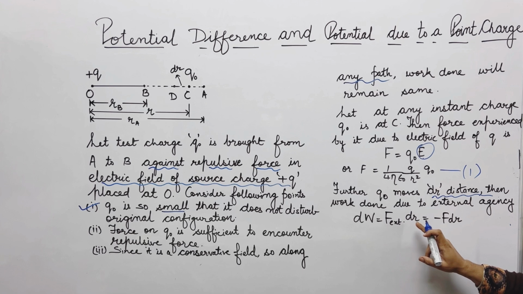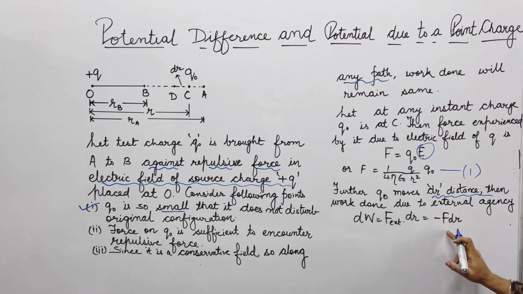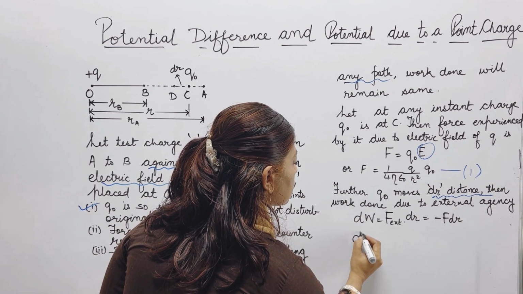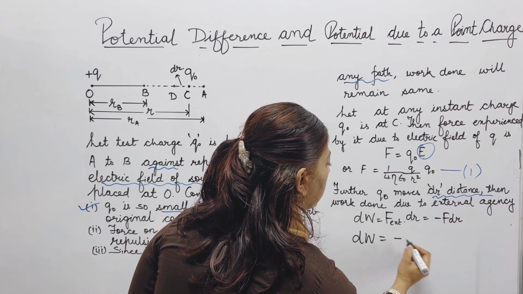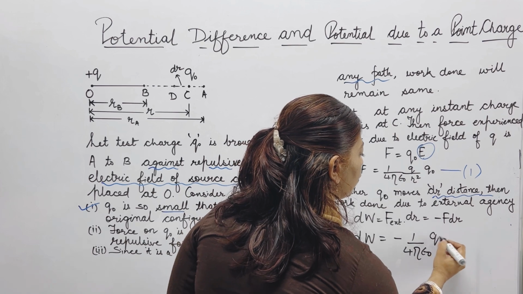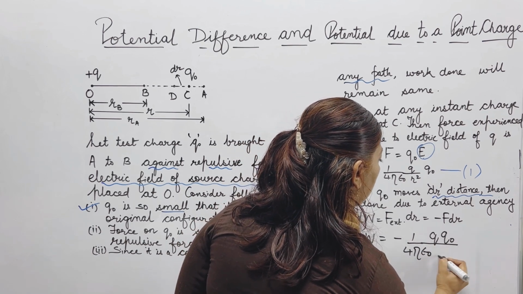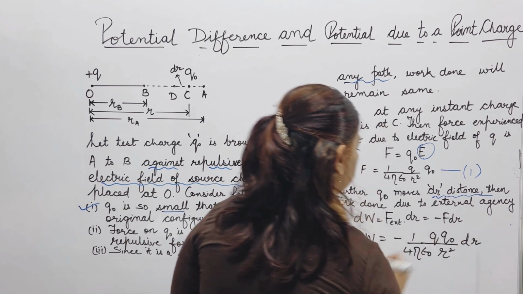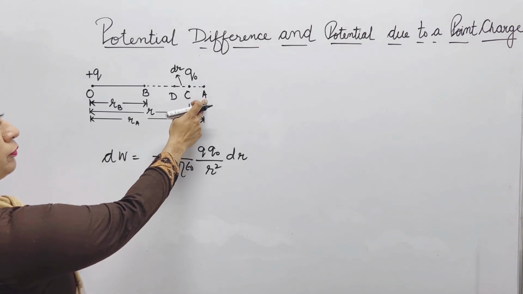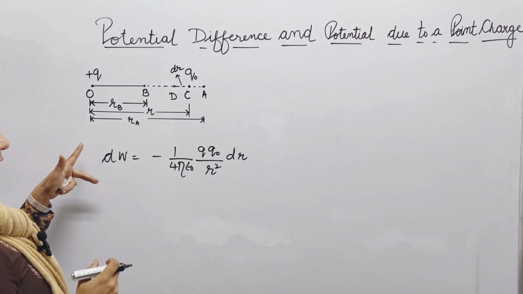So F exterior into the distance traveled is also equal to the force produced by the plus Q charge over this distance. Now when we put the value of F from equation number 1 here, we get the small work done dW equal to minus 1 upon 4 pi epsilon naught Q Q naught over R square dr. Now, if we want to get the total work done in moving the Q naught charge from A to B, we will integrate the equation.